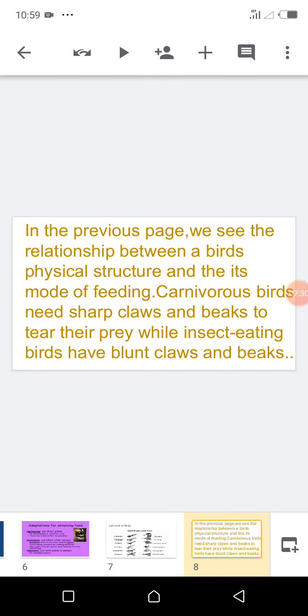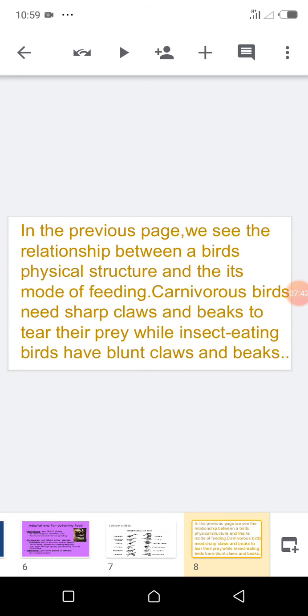So yes, this is talking about carnivorous birds. They need sharp claws and beak to tear their prey. For example, an eagle or a vulture, they have sharp claws, they have sharp beaks. So those are their structural adaptations for obtaining food.